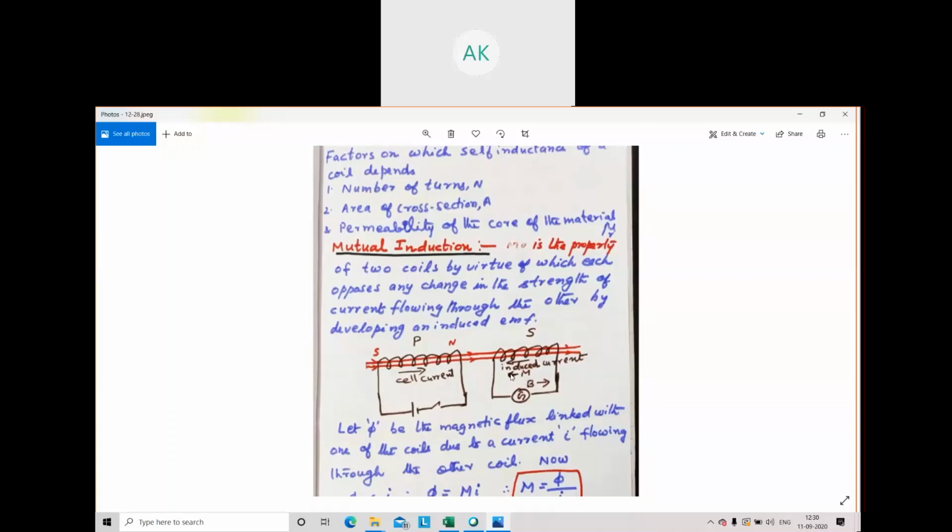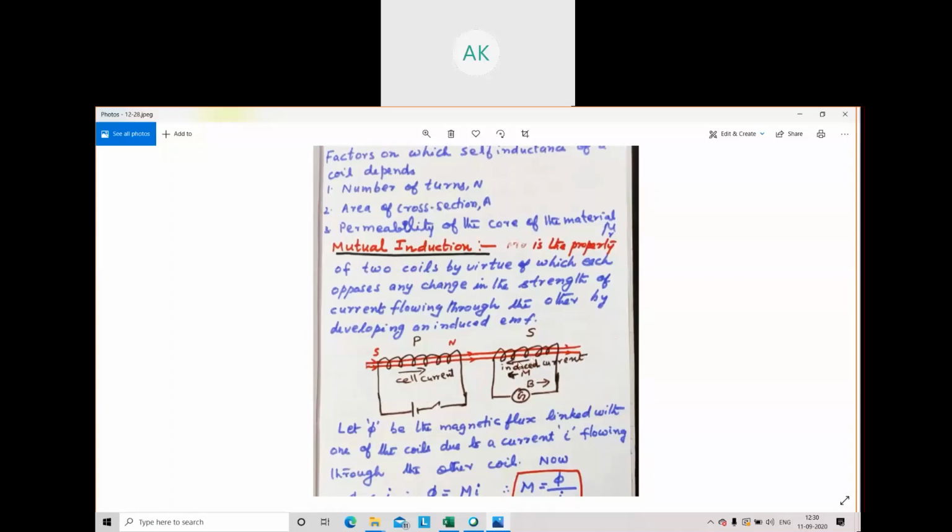During the make of the circuit, that means growth of current, the induced current opposes it. During the break of the circuit, it will support the cell current. Break means decay of current. When we switch off, the current decays, and at that time a decrease in flux is produced, and that is to be opposed. How? By inducing an EMF in the secondary coil, and it will send current to support the cell current.